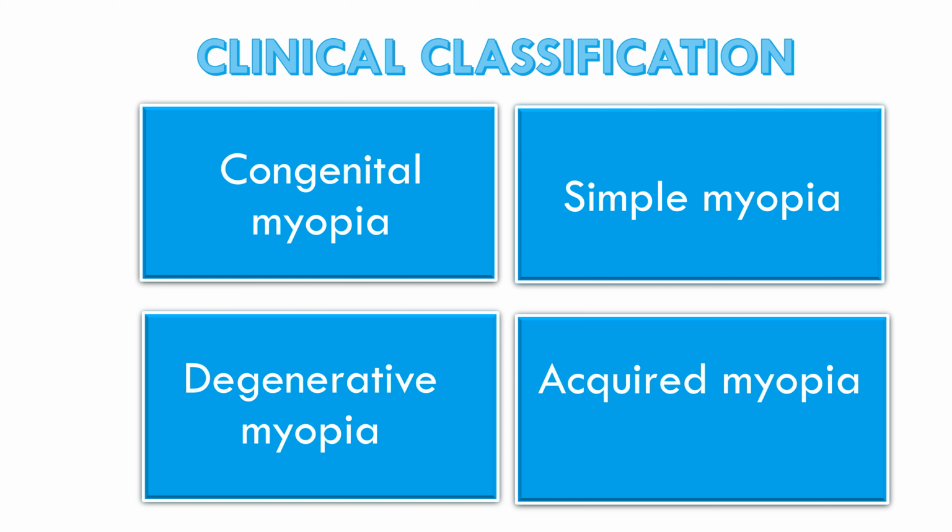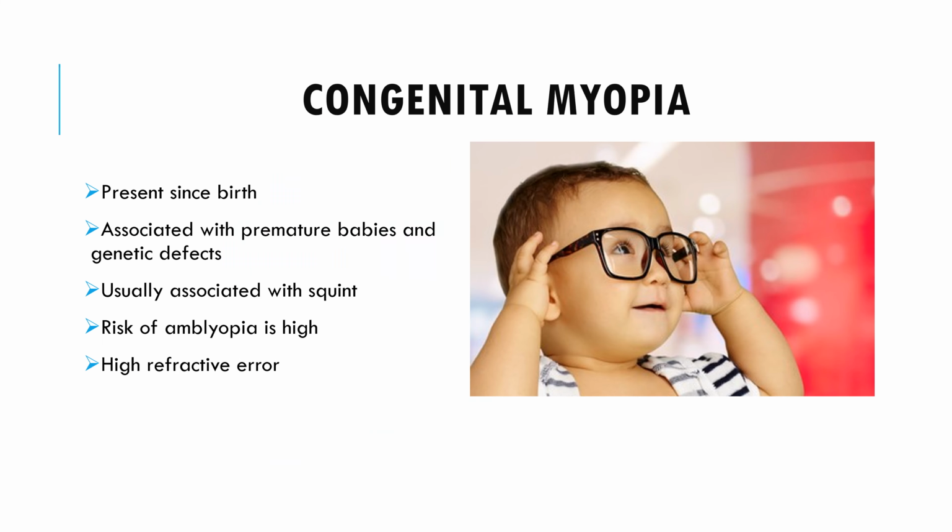Clinically, myopia can be classified into congenital myopia, simple myopia, degenerative myopia, and acquired myopia. So what is congenital myopia? Congenital myopia is usually present since birth and is associated with preterm babies and babies with other genetic disorders, and they usually have a squint. Since the refractive error is of very high degree, they have the risk of developing amblyopia.